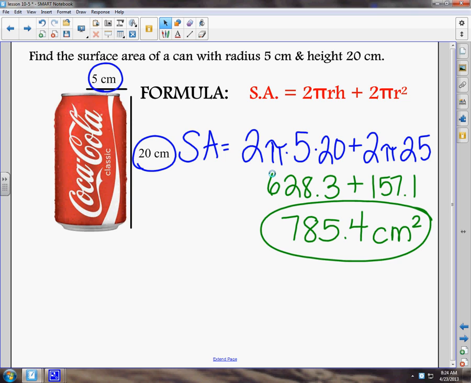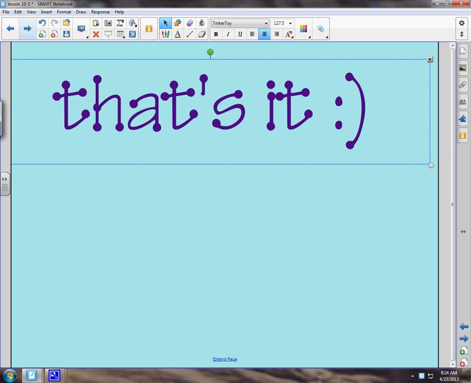So that would be how much metal Coca-Cola has to order in order to make this can. Because I'm not asking for volume, I'm not asking how much Coke is in it, I'm just asking for the surface area, which is the actual metal of the can. So that's it for now.